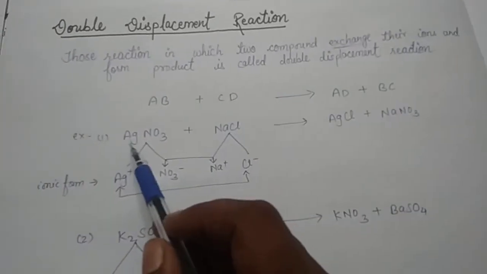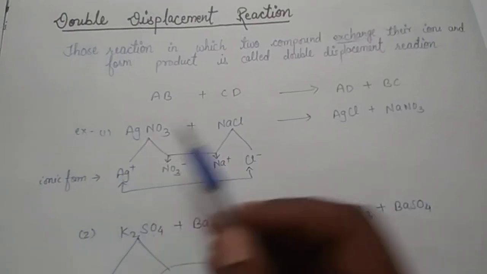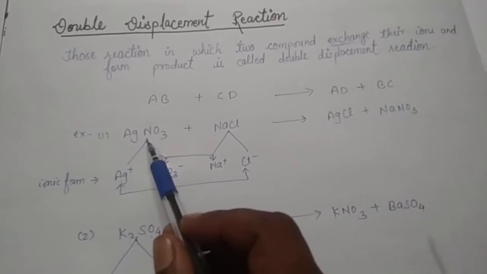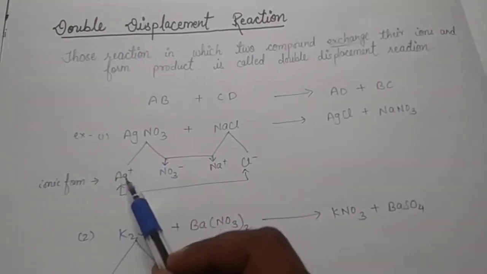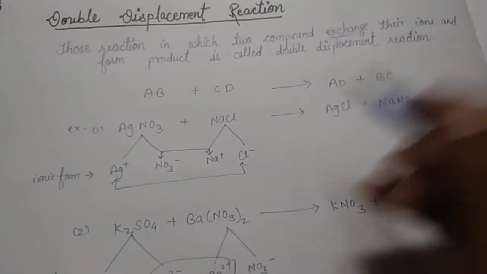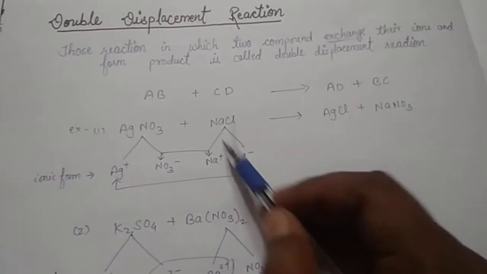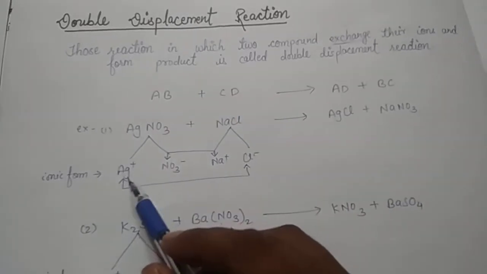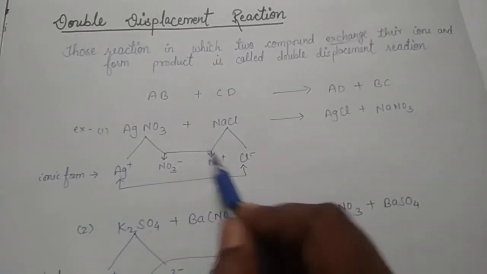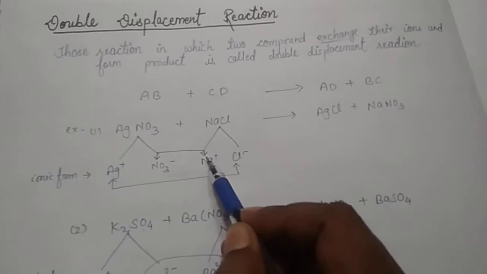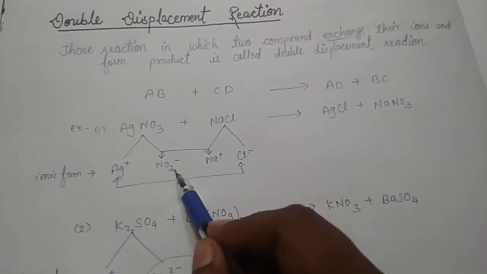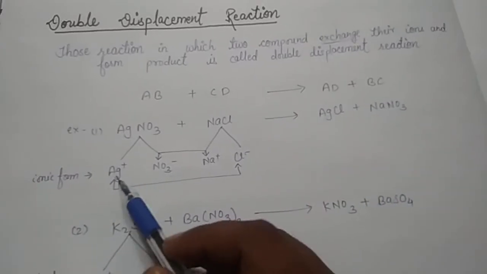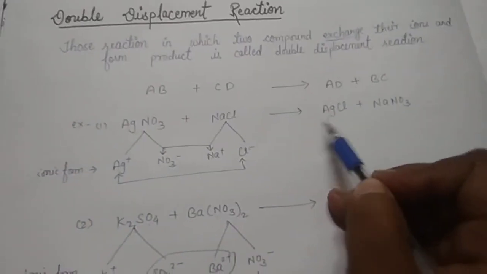So, we can take the example silver nitrate and sodium chloride. If we write these compounds in their ionic form, Ag plus NO3 minus, Na plus Cl minus. Sodium being more reactive than silver, it displaces and forms the product, because positive charge always attracts negative charge. So it forms sodium nitrate and the remaining is silver chloride.